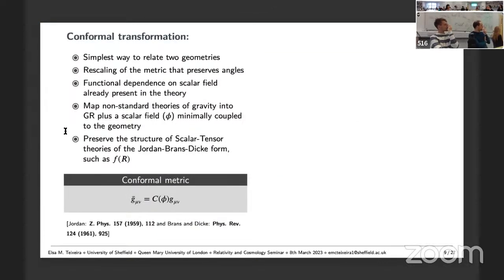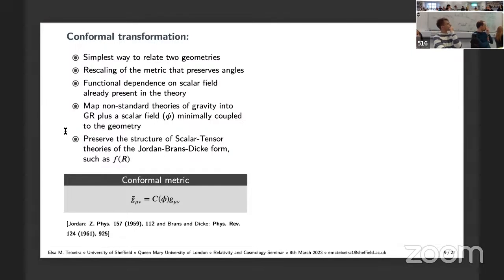Okay, so then how do we do this? So there's the famous conformal transformation, which is the simplest way to relate two geometries in the sense that we are just taking a rescaling. So we are just multiplying by a function. And in this sense, we preserve angles and we guarantee that the metric is still Lorentzian, but we have this dependence here on φ, and so they will both be related by how φ is evolving in the gravitational metric.